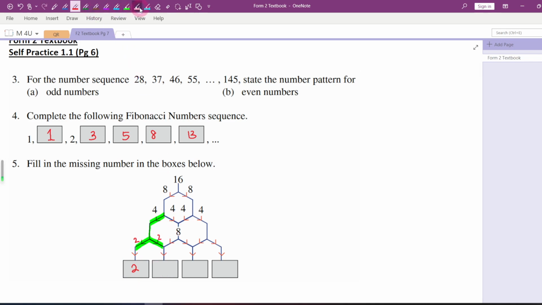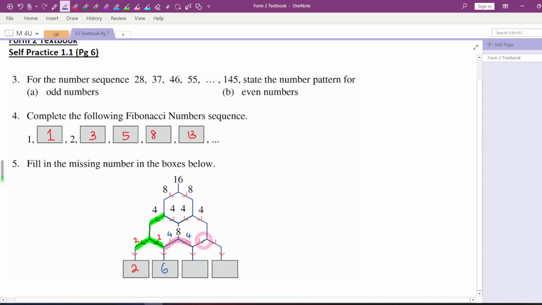Why? Now, the 8 here, you are going to break it into 2 equal parts. So 8 divided by 2, you will get 4 and 4. Okay, let me use another color so that you won't get confused. So this is 4, 4. 8 divided by 2, you will get 4, 4. And 2 plus 4, you will get 6. This should be 6. Okay, so this one we don't have to fill in first.